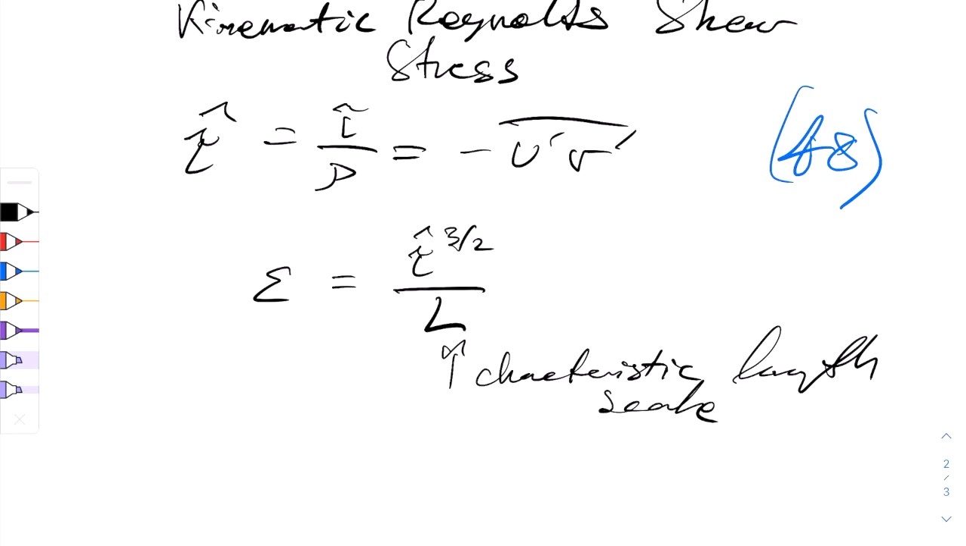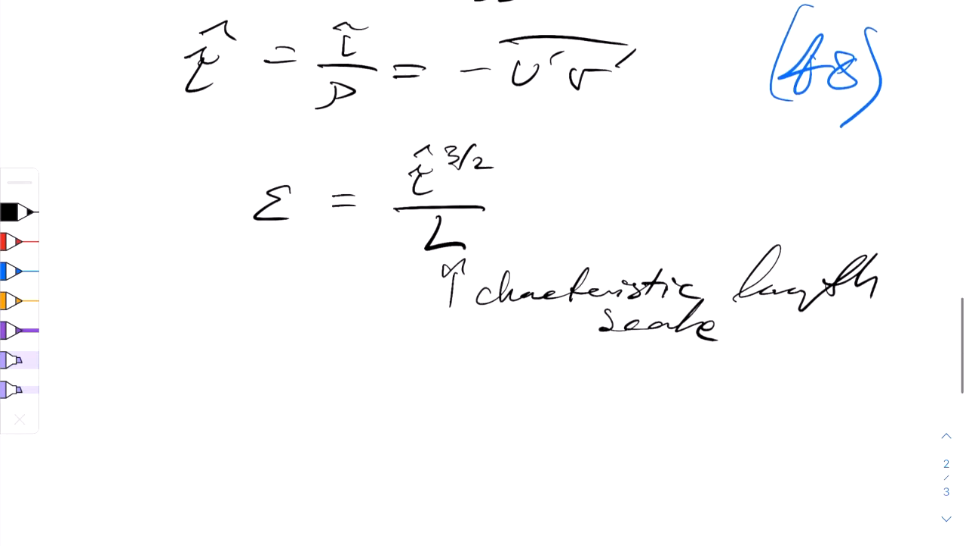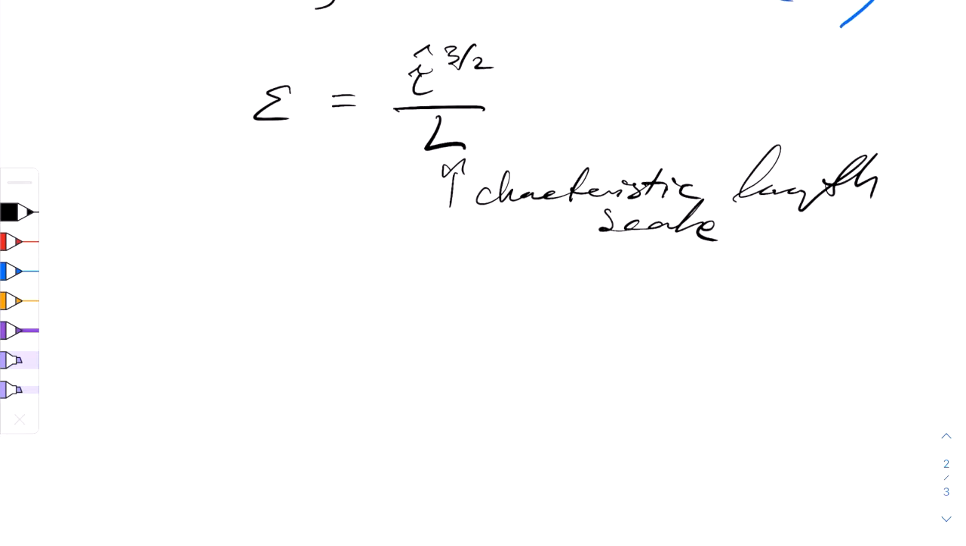Of course, epsilon is dissipation. And we just defined tau as the kinematic Reynolds stress. So in the particular one-equation model which we're looking at, L will be modeled by an algebraic equation.